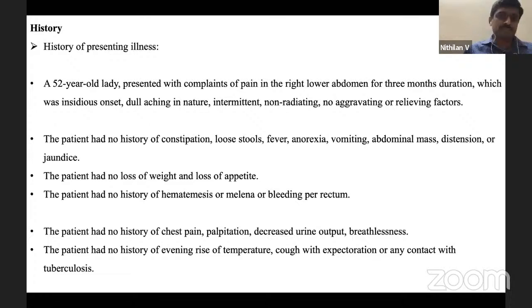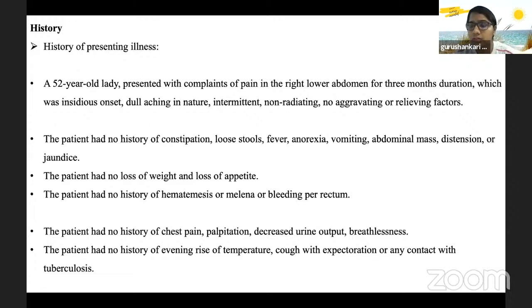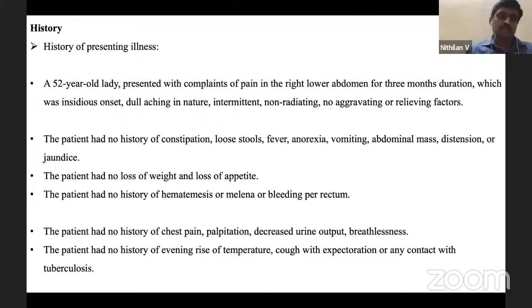You have ruled out all these urinary and gynec problems in history? Yes, sir. So nothing related to urination or anything like that, right? This pain is not related to urinary features or gynec issues. She doesn't have any postmenopausal bleeding. No, sir. All these things are fine.